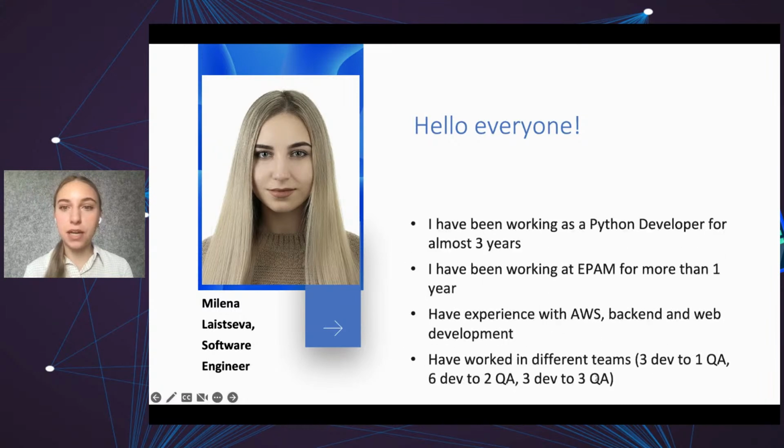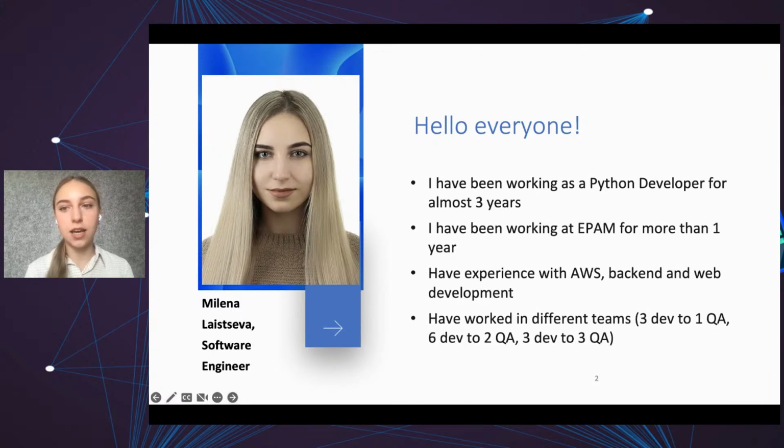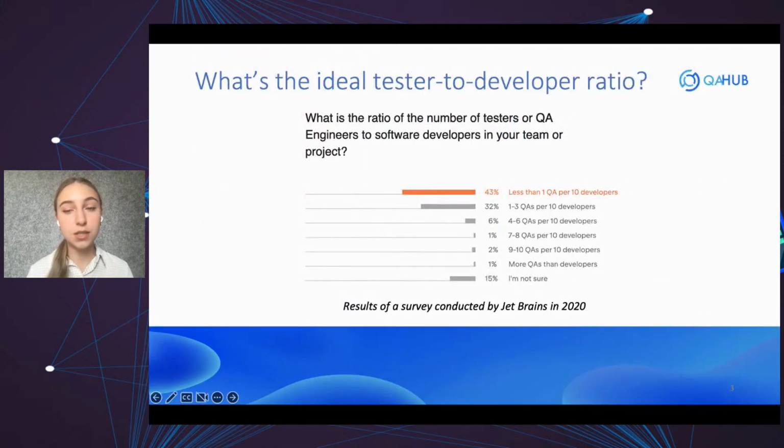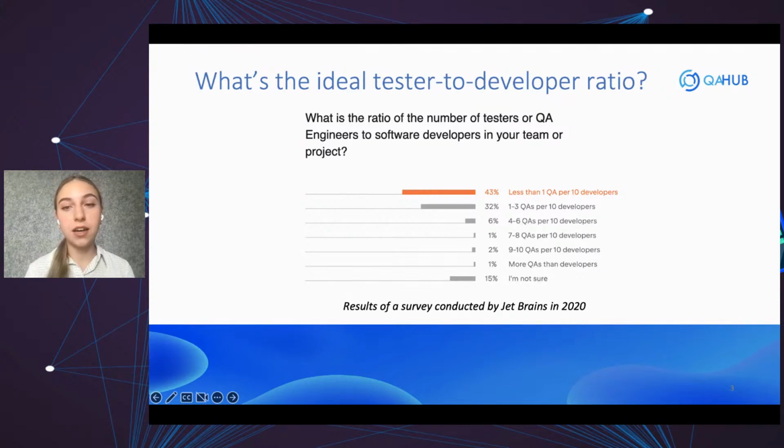I've been working as a Python developer for almost 3 years, and 1.5 of them I've been working for EPAM. I have experience with many technologies, but my primary skill is backend development. I have worked in different teams with different tester to developer ratios. And let me start with the question, is there an ideal tester to developer ratio?